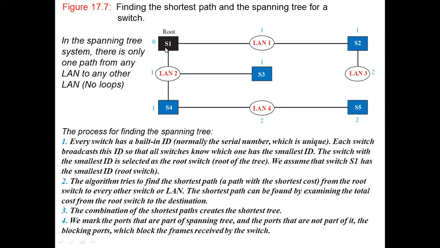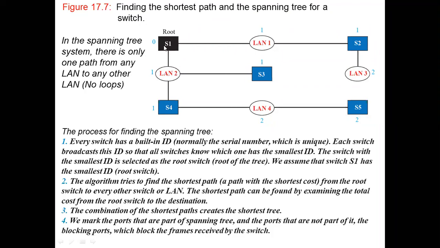Now, suppose you require a communication from switch 1 to LAN 2. This is a direct connection, right? The cost from switch to LAN is 1, so therefore it is 1. Now, suppose you want to communicate from switch 1 to switch 3, this will be the path. From here to here, the cost is 1. From LAN to switch, the cost is 0. So you can consider the overall cost as 1 itself, right?